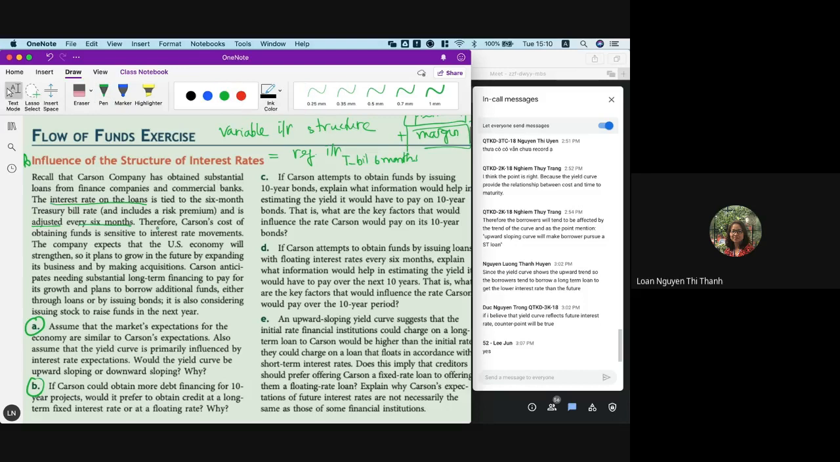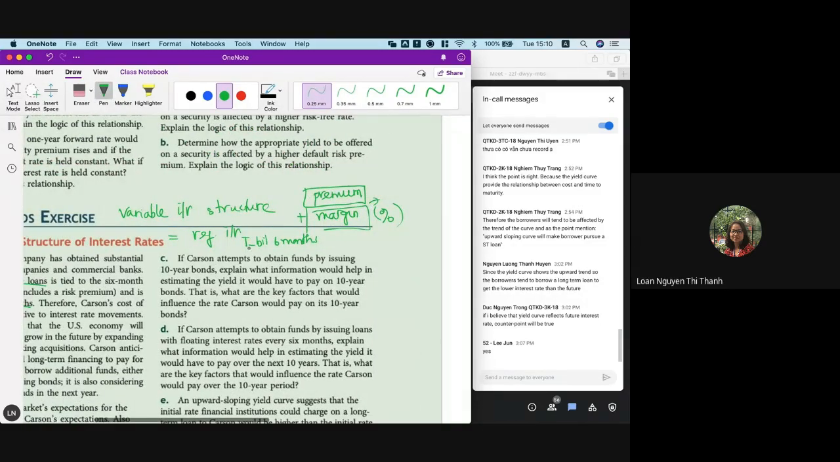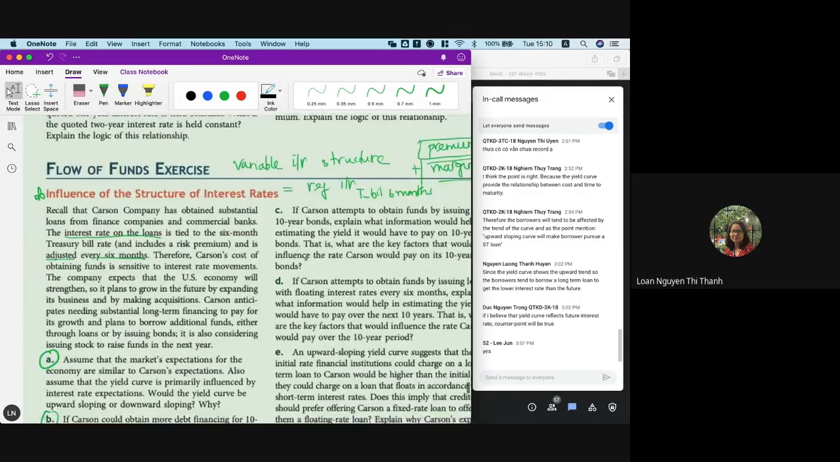We have two factors in this case: the reference or market indicator rate may change, and even the premium or margin may change. It depends on the riskiness, like credit rating, default risk premium, maturity risk premium, maybe not this one, but liquidity risk premium, inflation, something like that. So here may change, and the 6-month treasury bill may change.